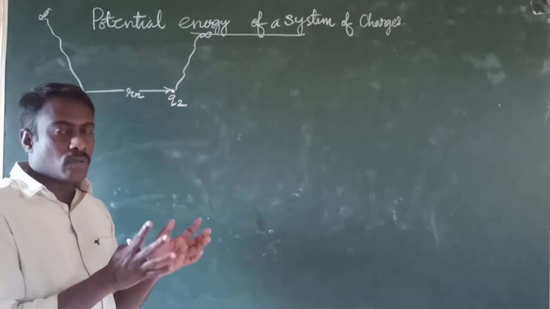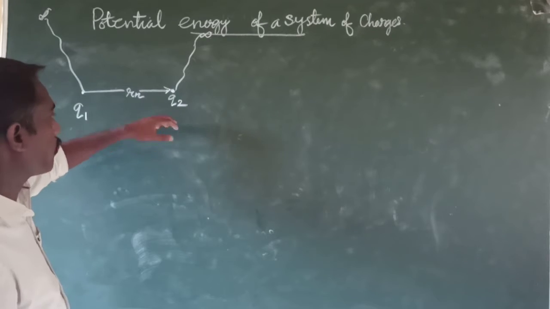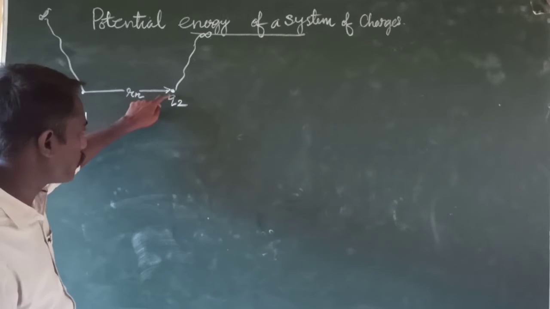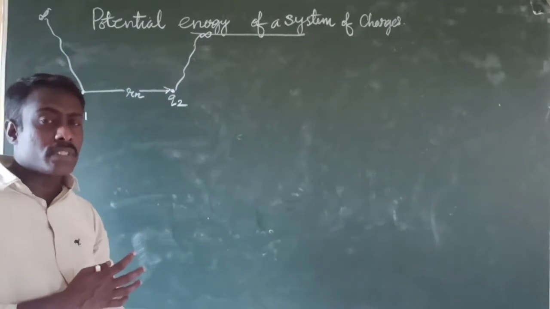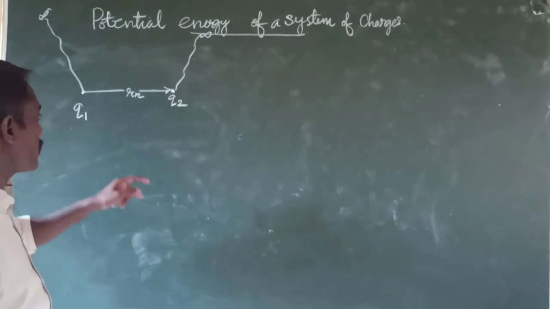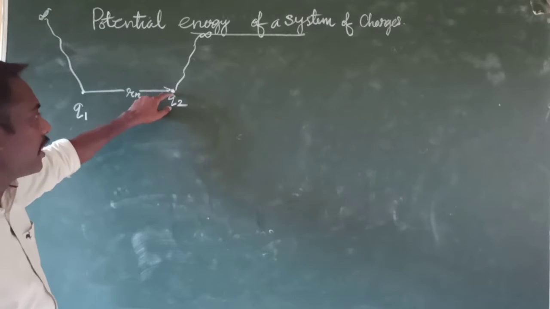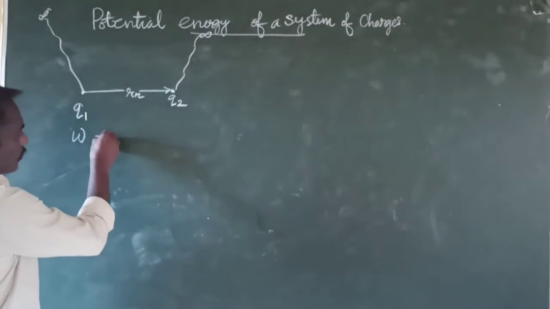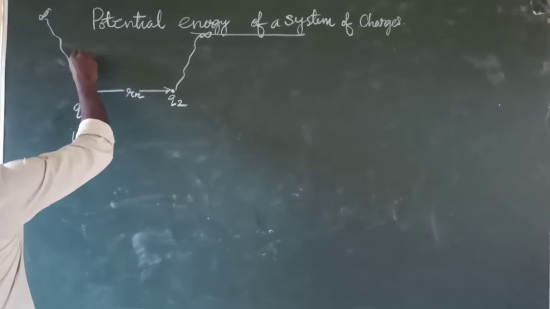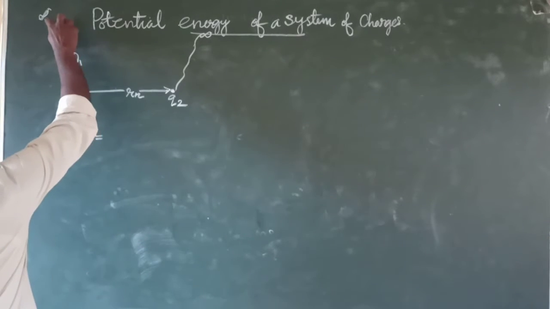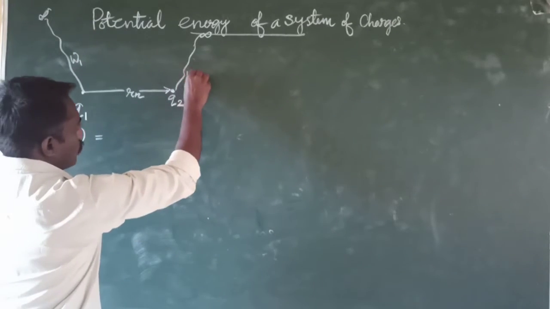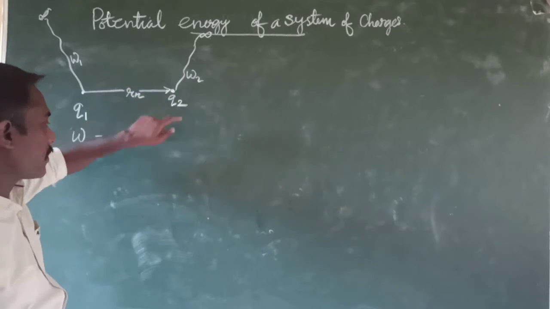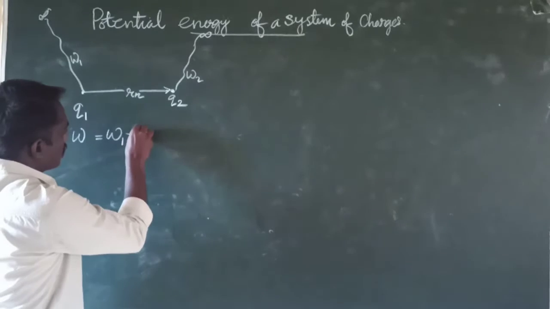What will be the potential energy of the entire system of these two charges? The entire potential energy of this system of charges will be the total work done for bringing the charges Q1 and Q2 to their present positions from infinity. How much work is done for bringing these two charges to their current positions will be the total potential energy of that system. So the total work done W is equal to W1, the work done for bringing the charge Q1 from infinity to here, plus W2, the work done for bringing the charge Q2 from infinity to its present position. So the total work done will be W1 plus W2.